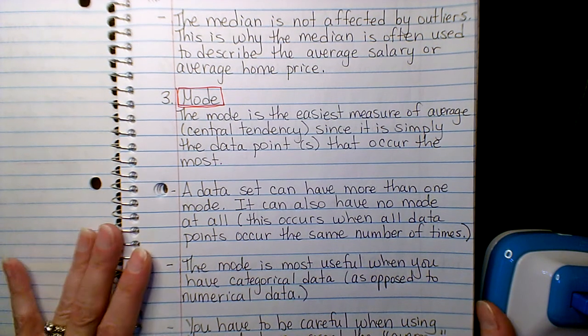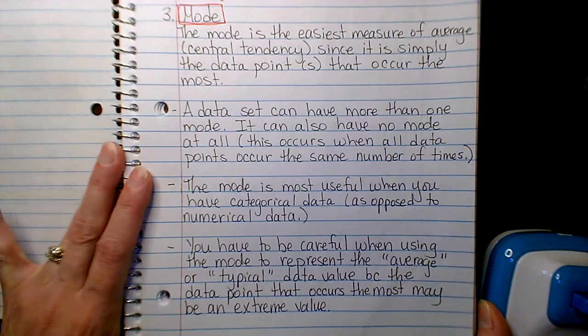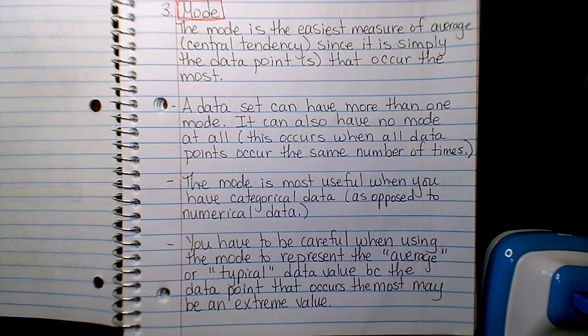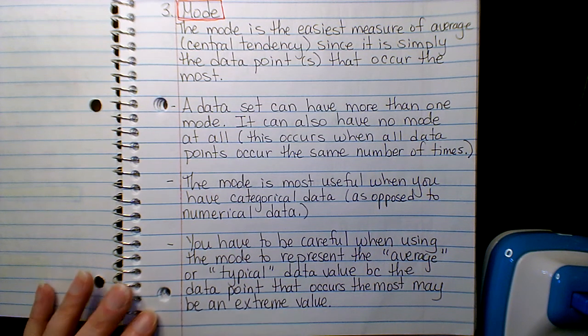Now, the mode is most useful when you have categorical data as opposed to numerical data. You know, if you're talking about something like shoe size, you probably don't want to average that, right? If you're talking about the typical shoe size, the mode would be the best measure of central tendency.